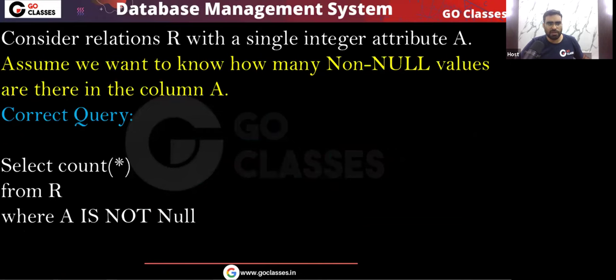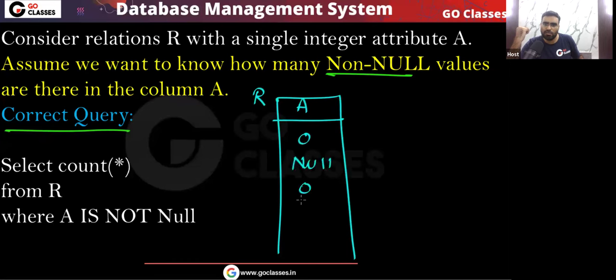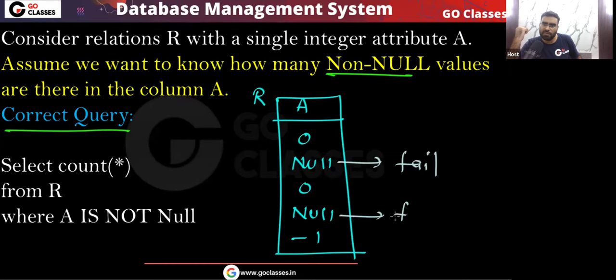Now similarly, tell me about IS NOT NULL. This will give you how many non-null values are there. So for that you can use IS NOT NULL. Very simple. In this case, if you have table R with A values 0, null, 0, null, -1, then the null tuples will fail. All the remaining will pass. All the non-null values will pass.